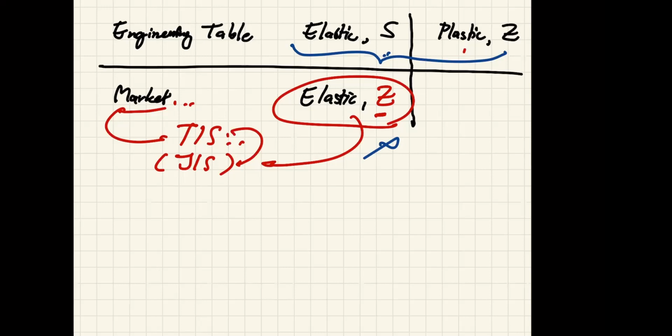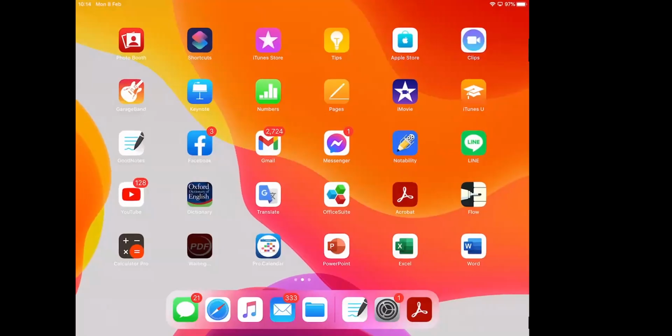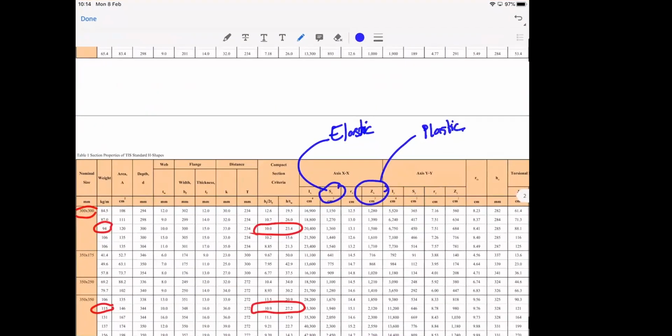Okay. So if you use this table, you will have both. So please always, even though you hate structural engineering, you hate steel design, please keep a hold of this table. It's quite valuable.